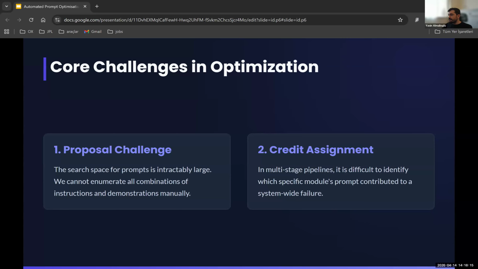So this brings us to a combinatorial problem, because you can't enumerate all your proposals. So you need to be a bit smart here. You can't enumerate all possible prompts so that you can optimize for them.